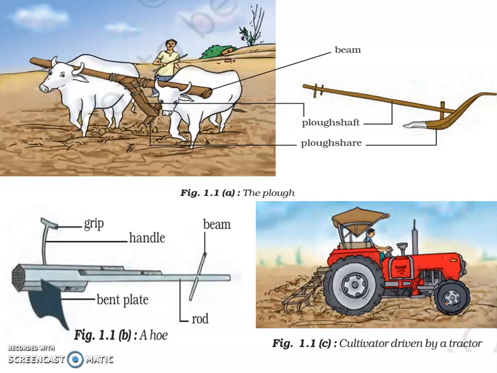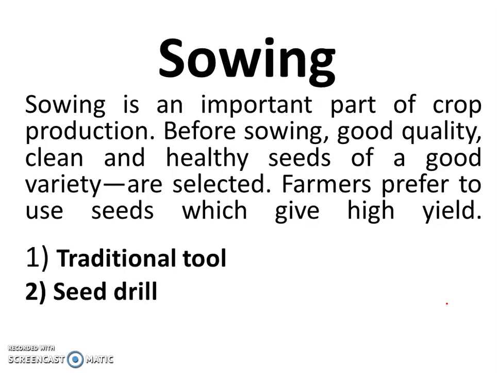Now you can see these pictures. These are the tools for loosening the soil, right? And then the next process is sowing. We have to put the seeds in the soil. Soil is prepared, now we have to put the seeds. Sowing is an important part of crop production.